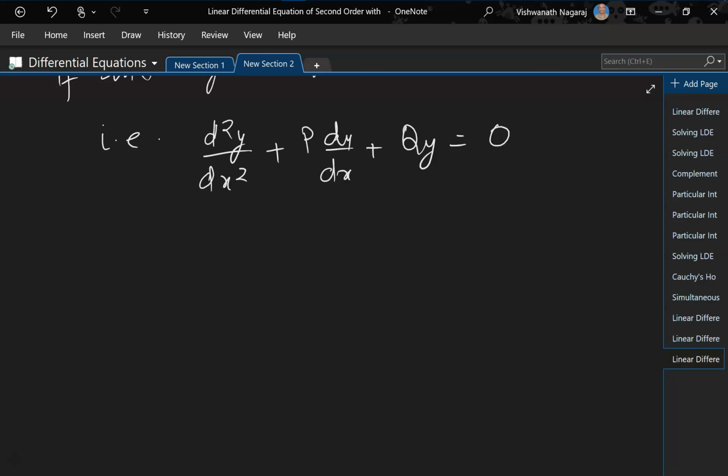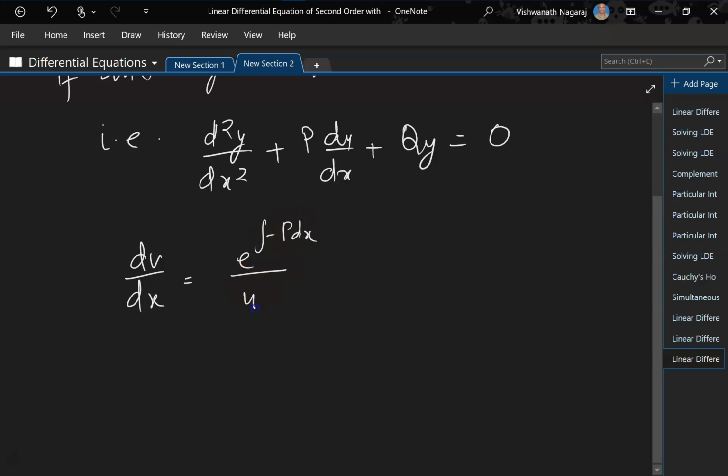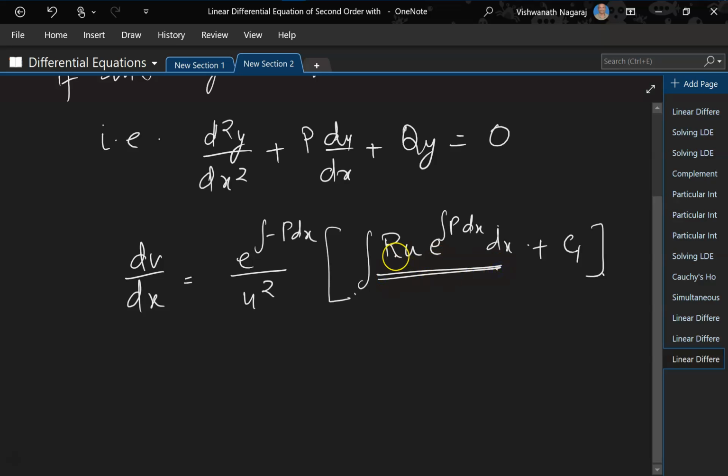Now, again, if you recollect, we arrived at this equation dv by dx is equal to e to the power of minus p dx by u square times integral of r u e to the power of p dx dx plus c1, right? Now in this case, what will happen? Since r is equal to 0, this whole term disappears and we are left with e to the power of integral of minus p dx by u square times c1. This part will become 0.